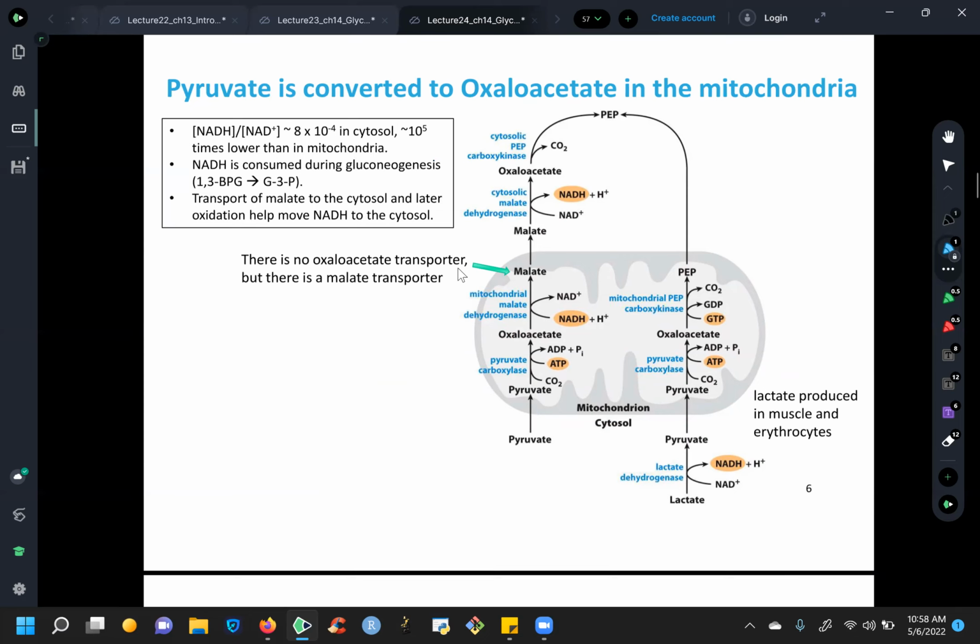So NADH, NAD plus, 8 times 10 to the negative 4. NADH is consumed during gluconeogenesis. Okay, so this is important. Remember during glycolysis how we made NADHs, but here in gluconeogenesis, we're using NADHs. Transport of malate to the cytosol and later oxidation help move the NADH to the cytosol.